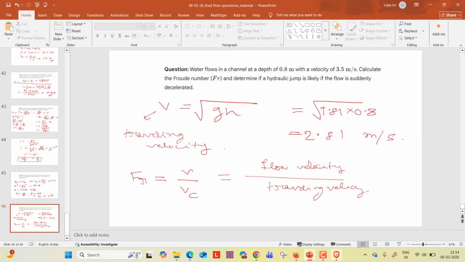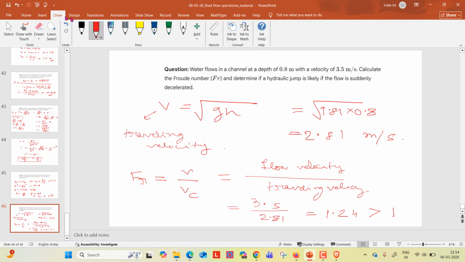So what is it coming? Flow velocity is given as 3.5 and the traveling velocity I have calculated is 2.81. So it is coming 3.5 by 2.81, so it is 1.24. It is 1.24, which means greater than 1. So it is a supercritical flow, because the Froude number is greater than 1.